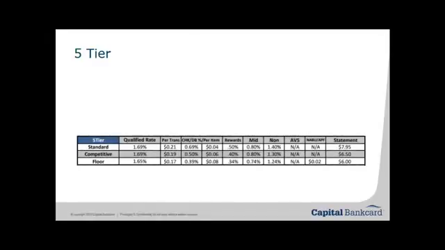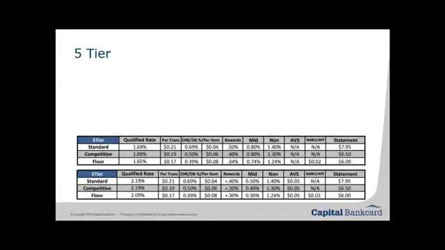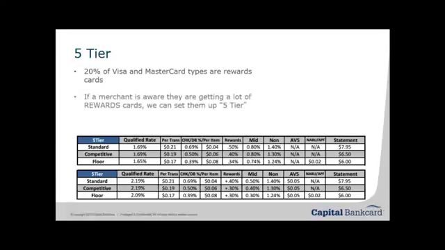Now, let's touch on 5-tier pricing. We found that about 20% of Visa and MasterCard types tend to be rewards cards. So if a merchant is aware they're taking a lot of rewards cards, we have the ability to set them up on 5-tier pricing. This essentially charges your merchant a little less than the mid-qualified rate for any rewards cards that they accept. Generally, those will fall to the mid-qualified rate if there is not a rewards tier.